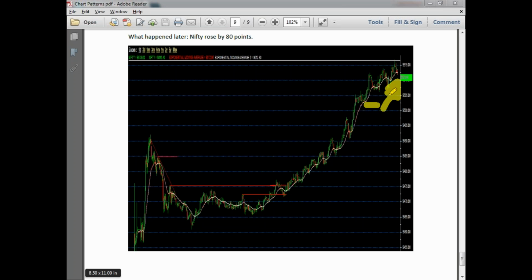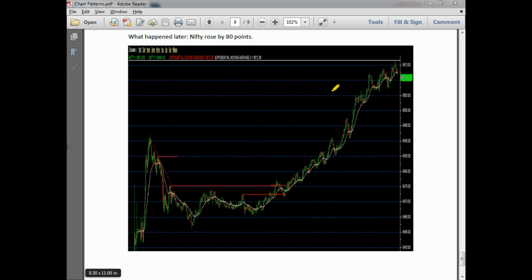So when it is near the emotional zones, it's good that you square off. You never know when there is a reversal. It will be a huge reversal, and it will be a sharp one. So it is better you square off around those zones.